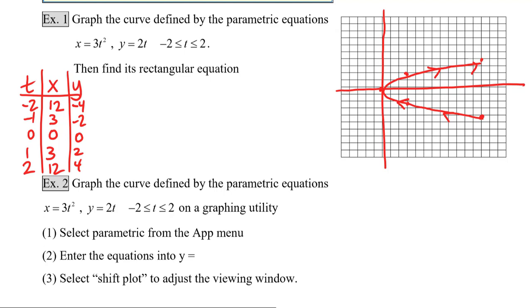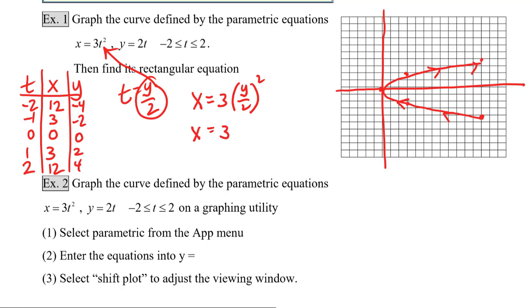So what I can do is I can solve y equals 2t for t. So that means then that t is equal to y over 2. I can substitute that in for t into the x equation, and I get that x is equal to 3 times y over 2 squared, or x is equal to 3 times y squared over 4. And as you can see, this is actually the equation of a parabola that's on its side, which is what we graphed.